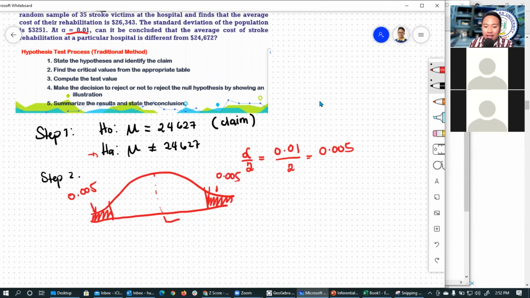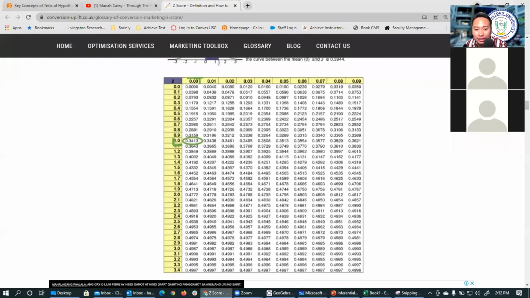So basically, this part here is what? 0.4950. Agree? So let's take a look at the z-score table. 495. I think you can see 495 here. We have the 4949 and the 4951. So basically, these two are the closest values. So let me annotate. So we have 4951 and the 4949.